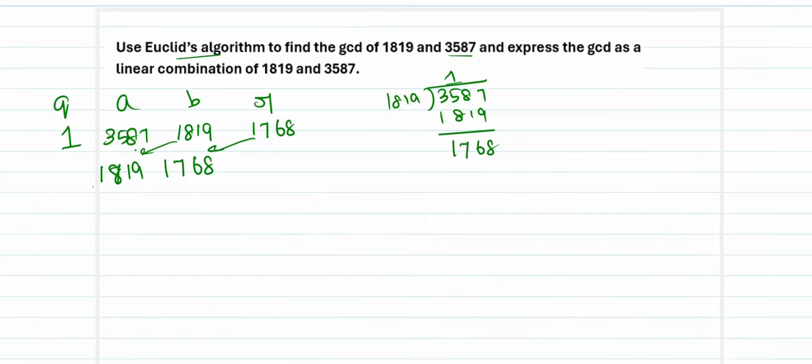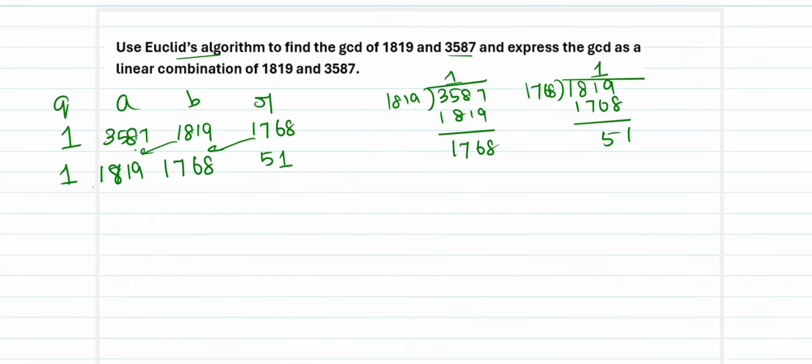Again do the same process. 1819 is going to be divided by 1768. It goes one time, 1768, and then it leaves a remainder of 51. So it goes one time and the remainder is going to be 51.